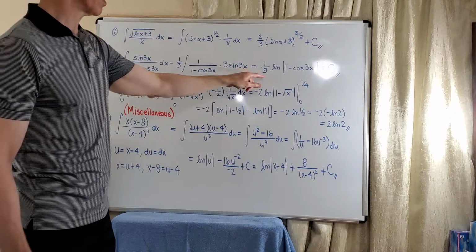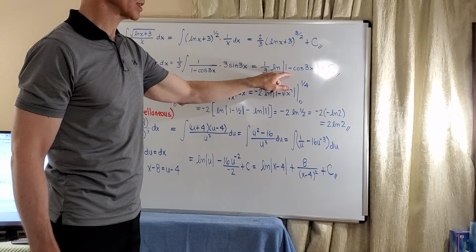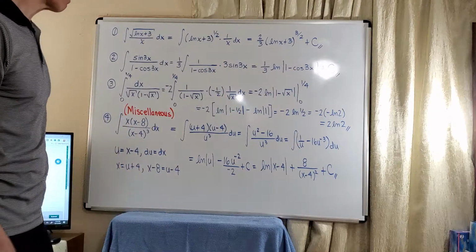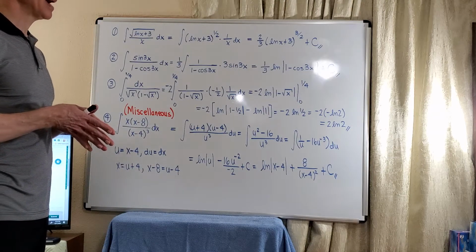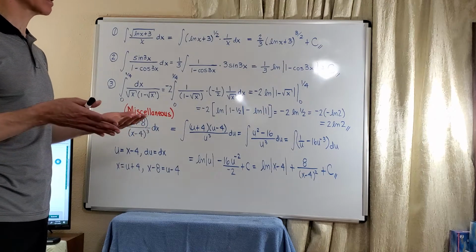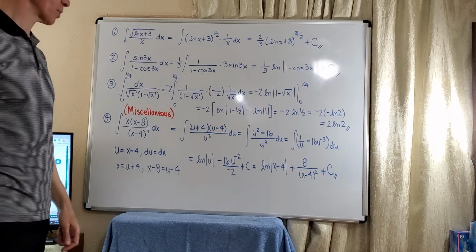So now we have 1/3 natural log of the absolute value of the u, which is 1 minus cosine 3x, plus an arbitrary constant. So this new integral form really gives us a lot of power, and this is a ubiquitous form. You see it in mathematics, physics, all the sciences, engineering. It's a very important form.